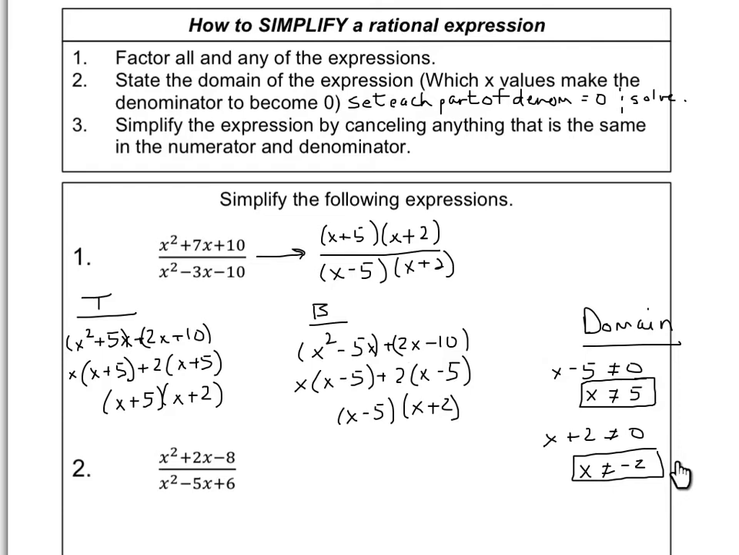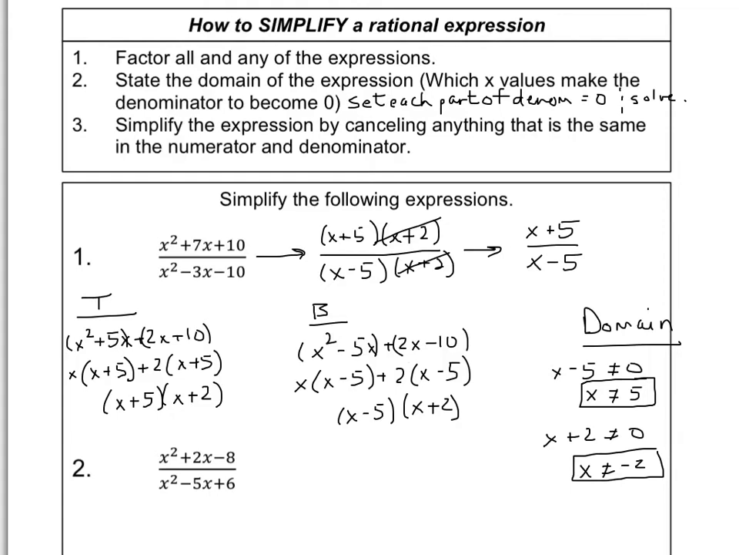Okay, once I figured out my domain, now I can take a look at my expression and see what's the same on the top and on the bottom. Well, I've got an x plus 2 and an x plus 2 on the top and bottom. I can cross one of those out, each for each other. Now, as you look at the x plus 5 and the x minus 5, are these the same? No, they're not. I can't cross them out. So my final simplified answer is just x plus 5 over x minus 5. Okay? So again, you factor it, you find the domain, simplify your answer.